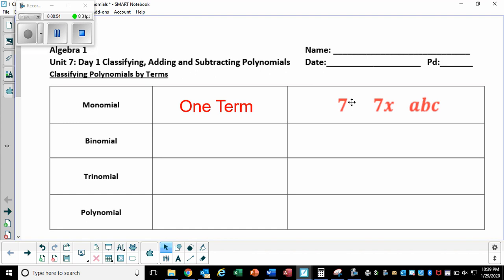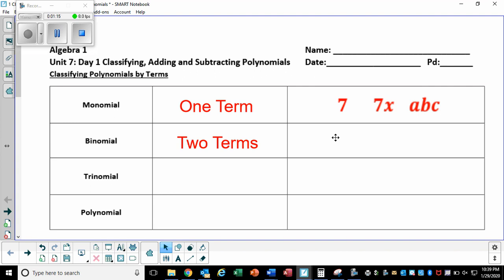And an example would be like 7, 7x, ABC. Those are all a single term. Well, these are three different examples. These are all single terms, so these would all be considered monomials. A binomial has two terms.